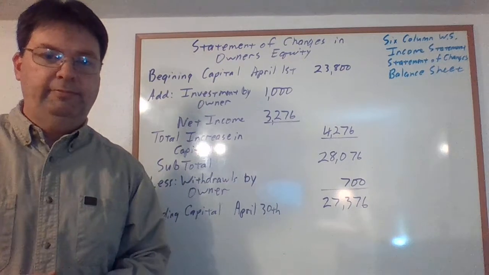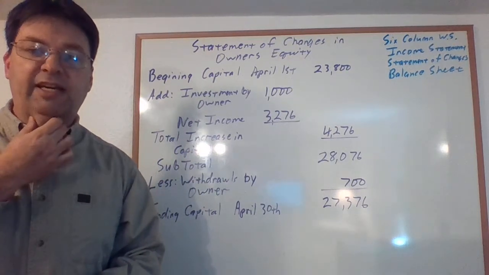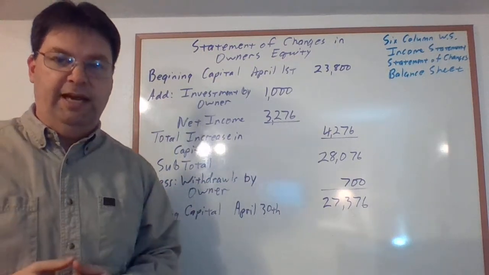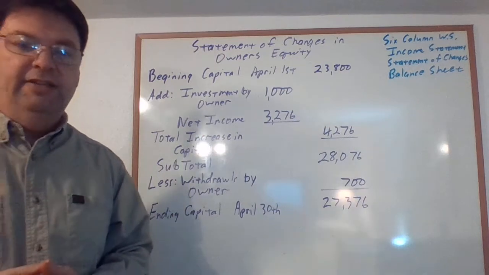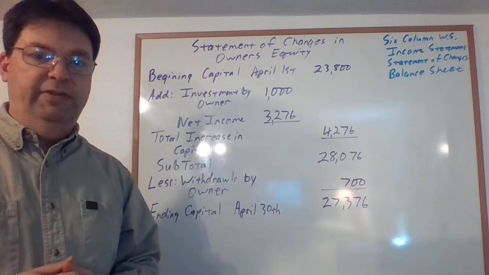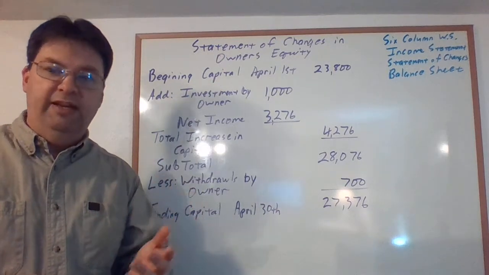Okay? So there is no format for this of any kind of standard, because these are all the things that could affect capital accounts and owner's equity. And so every time you do it, it might be different. And that really throws people off, okay? Because if you want to memorize this format, now what if you had a net loss?